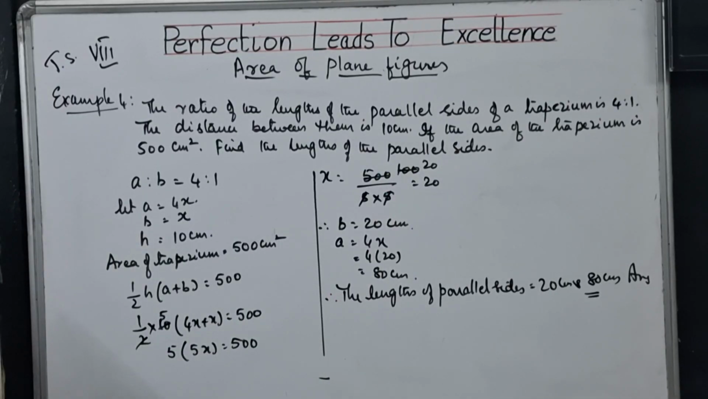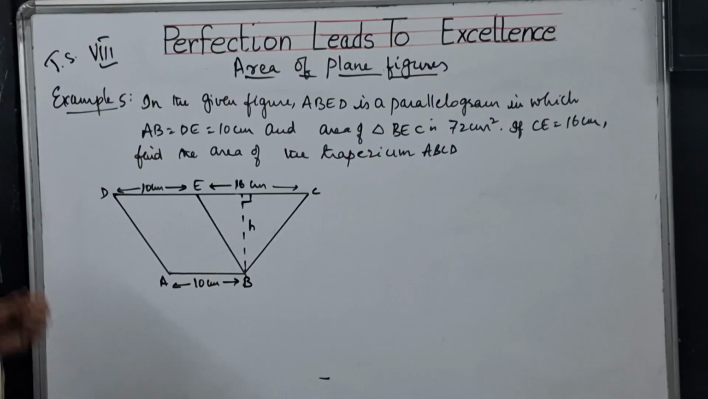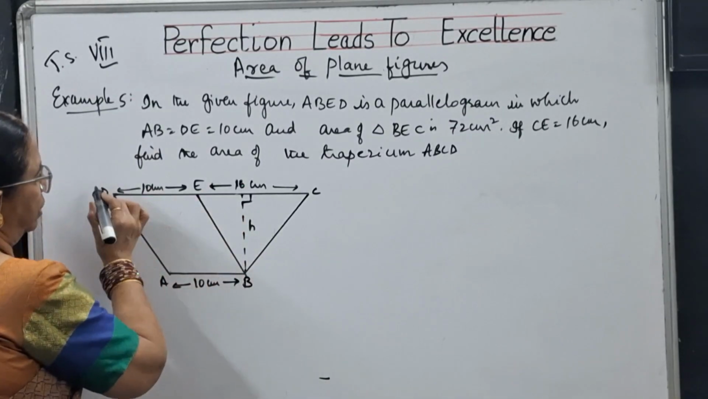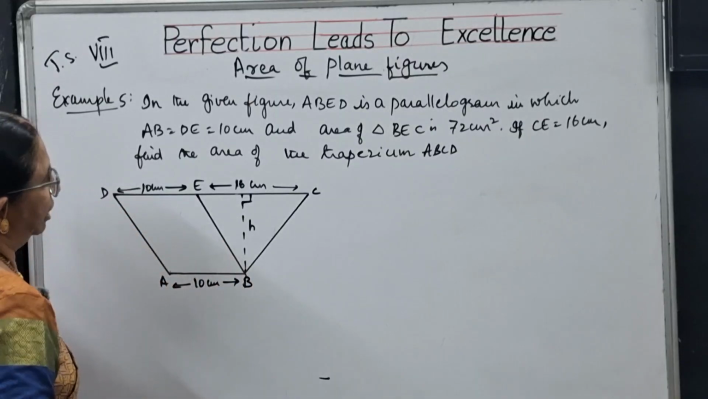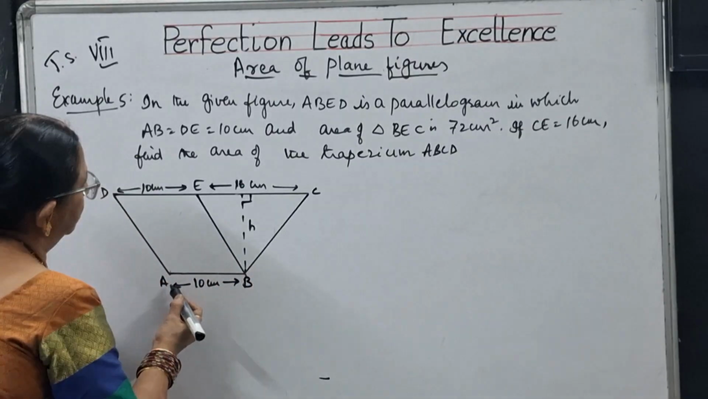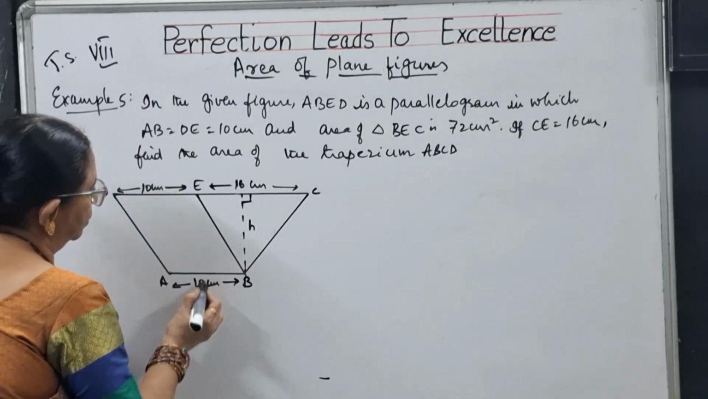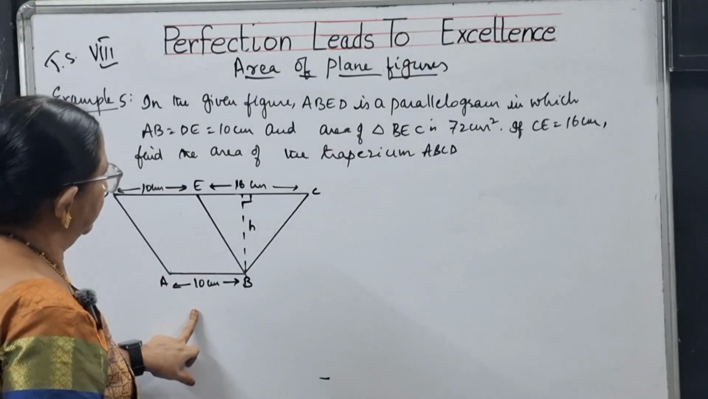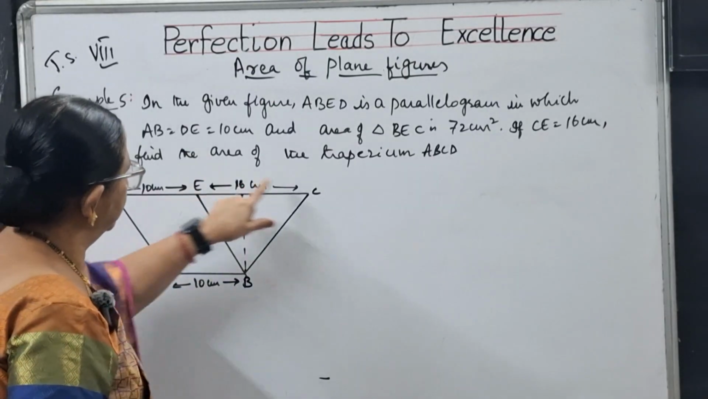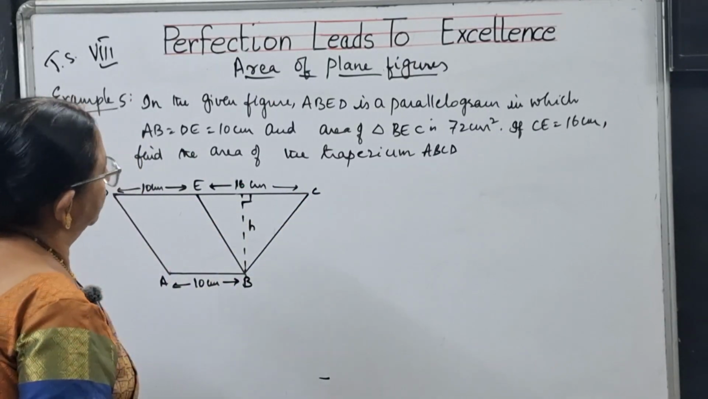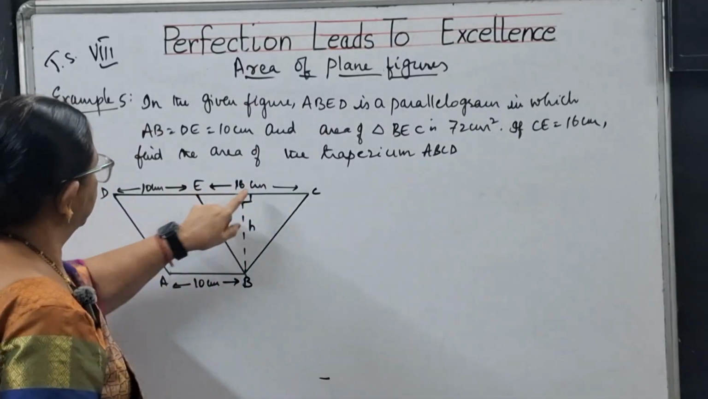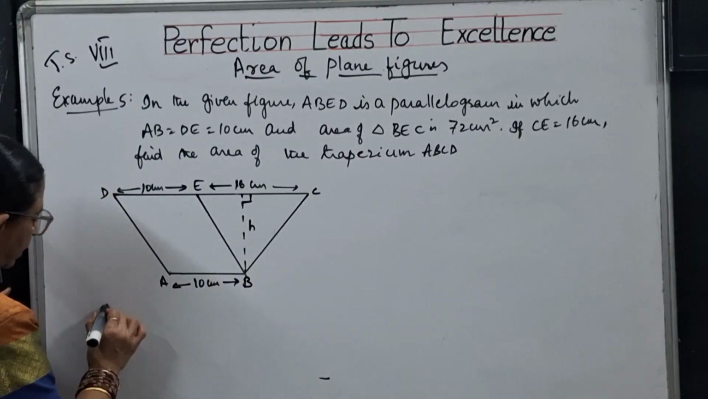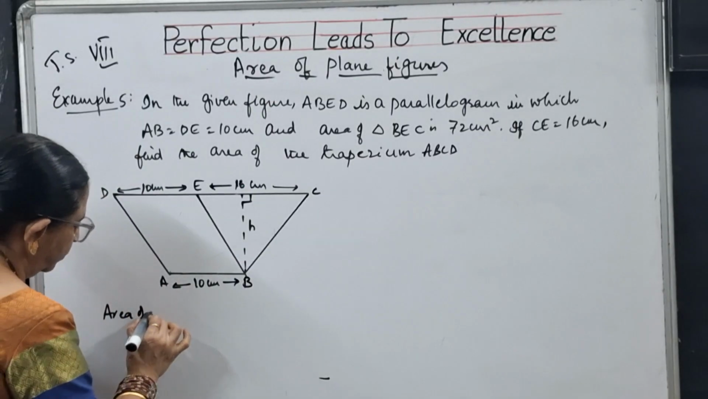Please copy it. Now, in this figure, children, example 5, in the given figure, ABED is a parallelogram. This is a parallelogram in which AB is equal to DE is equal to 10 centimeters. This is 10 centimeters they have given. Area of triangle BEC is equal to 72 square centimeters, and if CE is equal to 16 centimeters, find the area of trapezium.